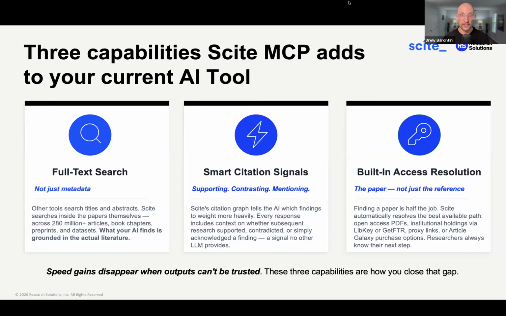You get those smart citation signals. So is it supporting? Is it contrasting? Is it mentioning? You understand the general citation graph so that AI can have some better signals to understand which findings deserve more weight, which ones should come back, and how the response should be based on that context. So again, trying to provide more context to it.